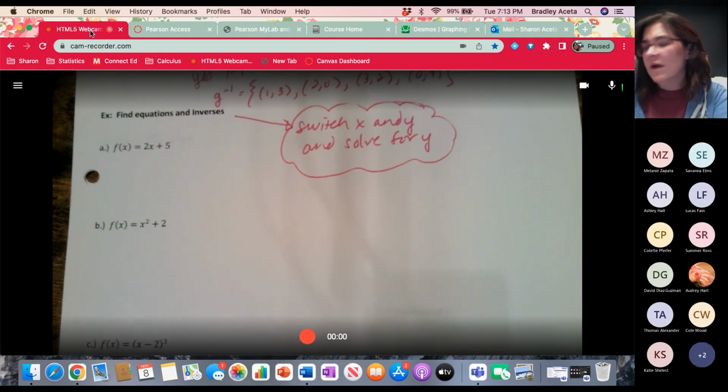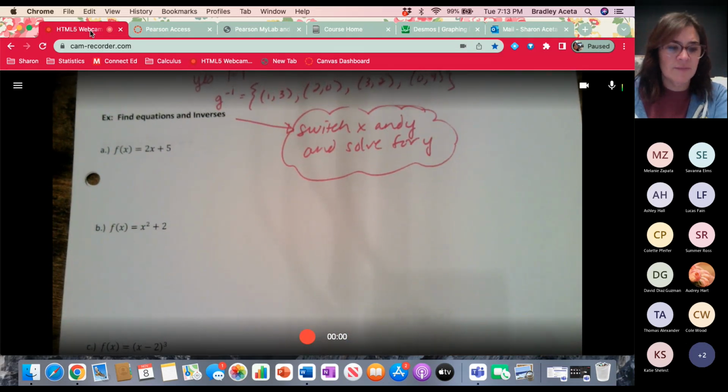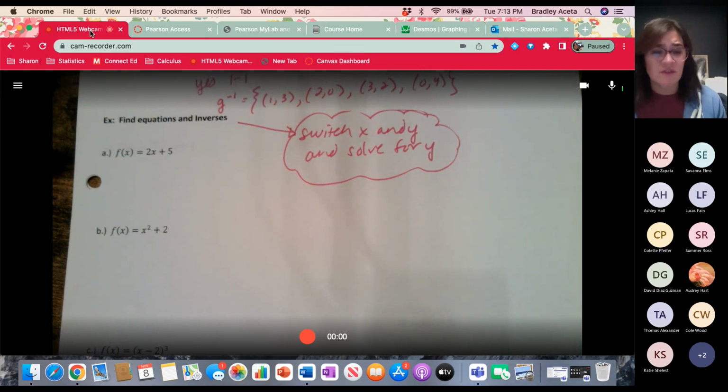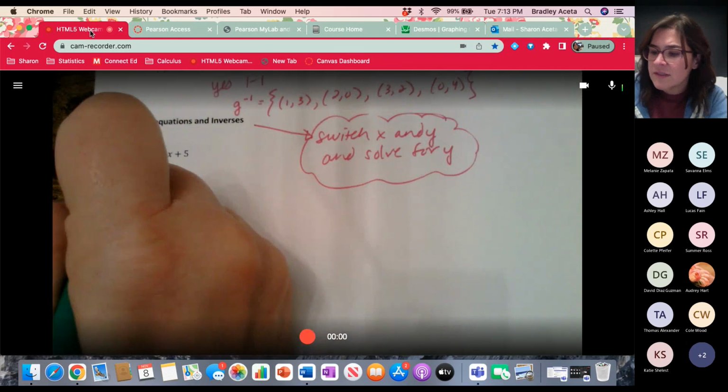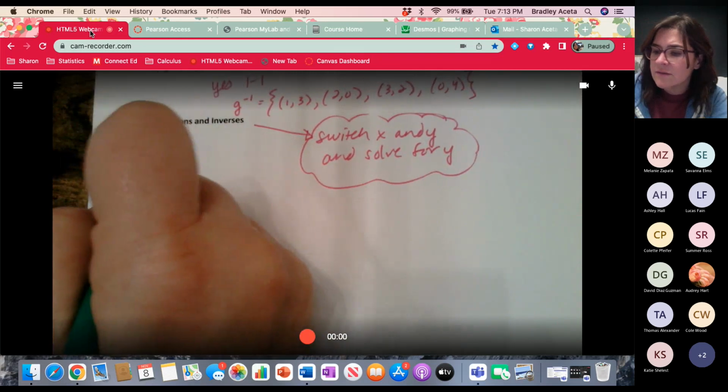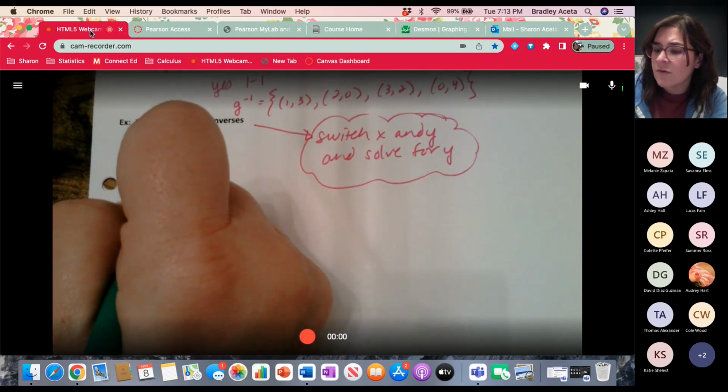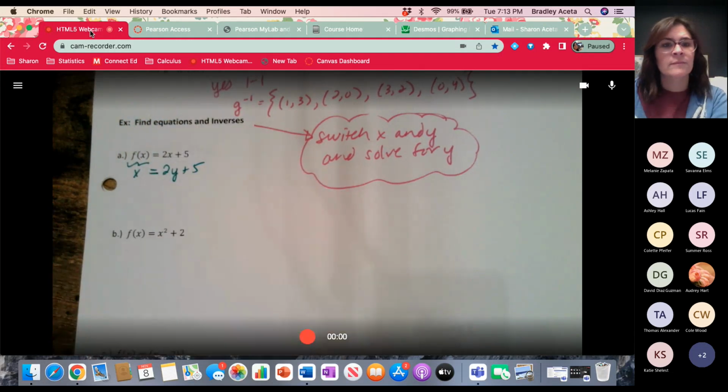Switch your x and y and solve for y. Now remember, f of x is just a fancy notation for y. So we're going to call this x, and the x we're going to call y. So all I did was just switch my x and my y.